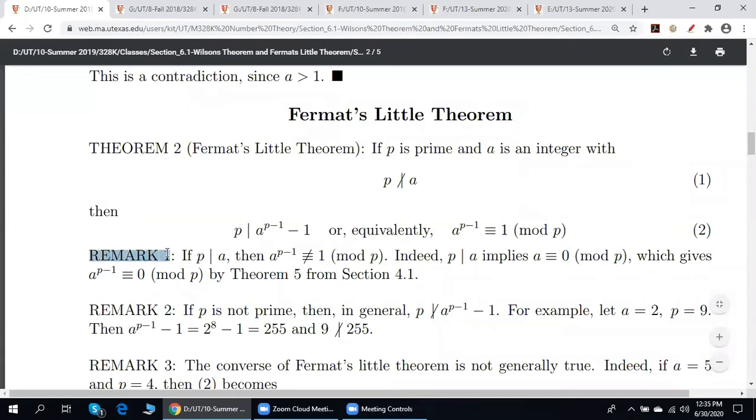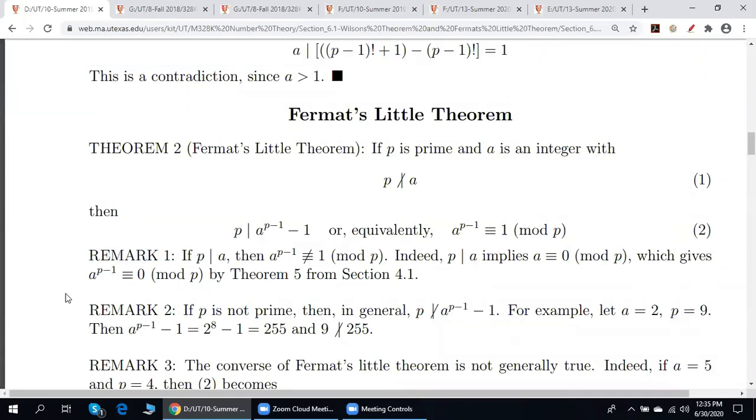Any questions about remark number 1? I think I get it, but why do we know immediately that if a to the power p minus 1 is congruent to 0, then it's not congruent to 1? Because by the division algorithm, a remainder is unique. If we divide this by p, the remainder is 0. This means the following: if we divide this by p, the remainder is 1. But the remainder is unique, so we got a contradiction. You see it? Yes. Next, remark number 2.